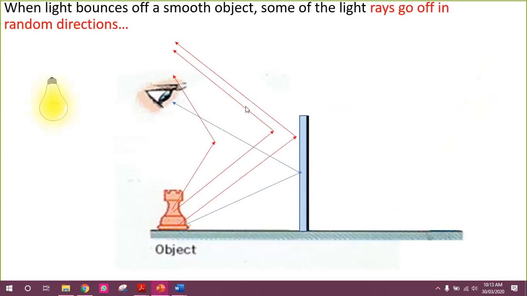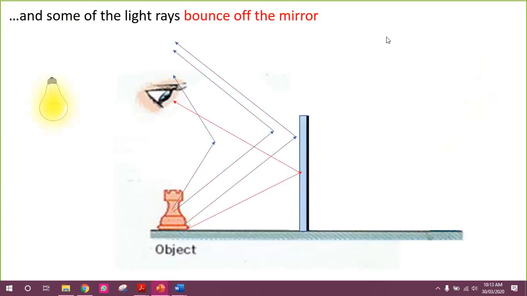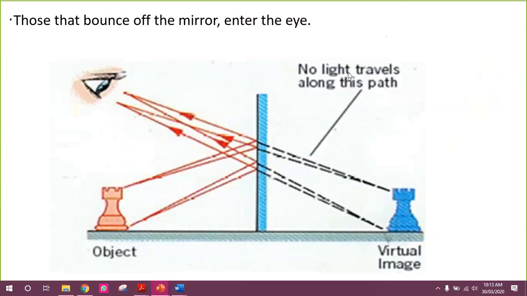When light bounces off a smooth object, some of the light rays go off in random directions, and some bounce off the mirror, which is what we want. Those that bounce off of the mirror enter our eye, and they form an image.